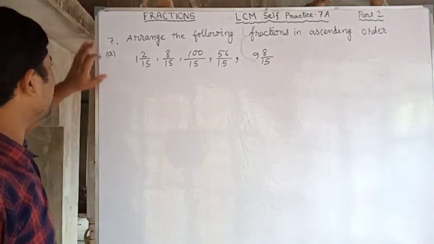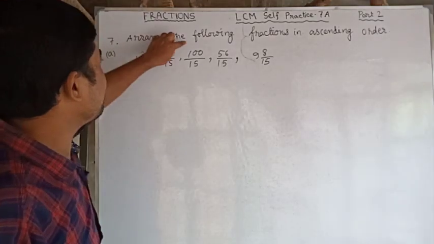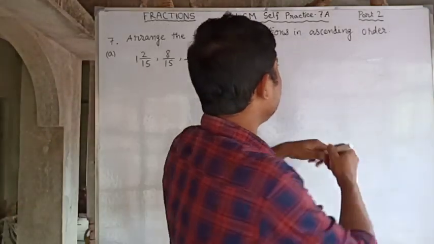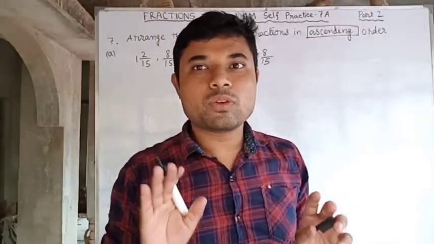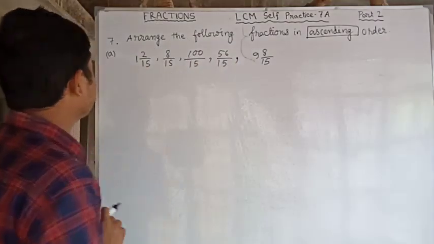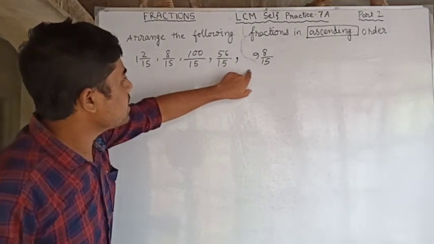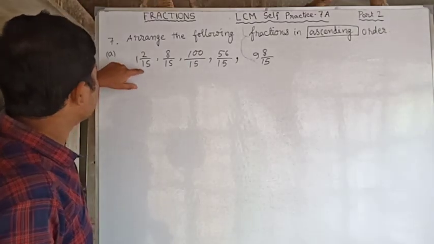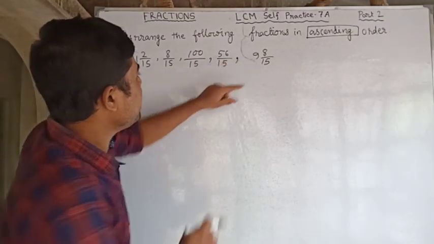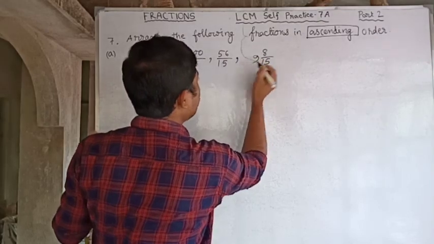My dear students, now come to question number 7. Arrange the following fractions in ascending order. Very easy, just follow the steps. First step, see the given fractions. Look here, 1 whole 2 by 15, here 9 whole 8 by 15.